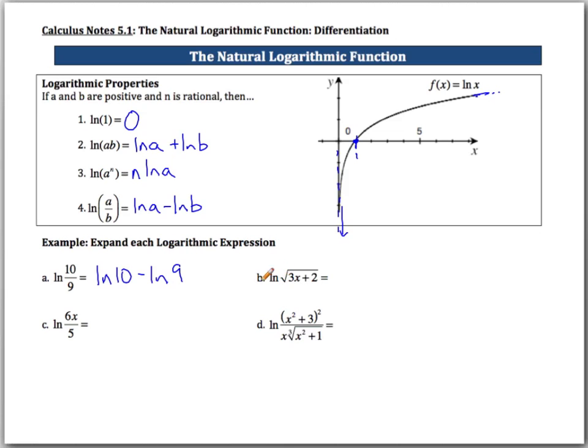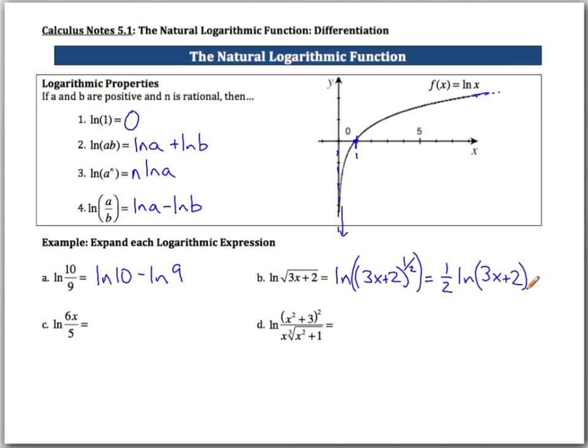In letter B, here we have the natural log of the square root of 3x plus 2. So what we want to do with the square root is change this into exponent form. So it's going to be the natural log of 3x plus 2 to the 1/2. Okay, from here, now we have a direct representation of number 3, because we're taking the natural log of this entire value. So this is going to be 1/2 times the natural log of 3x plus 2.